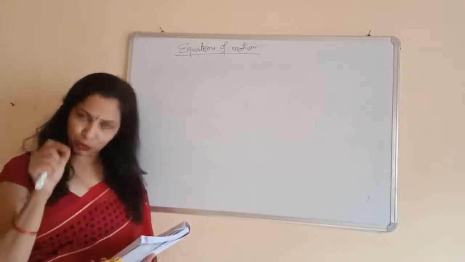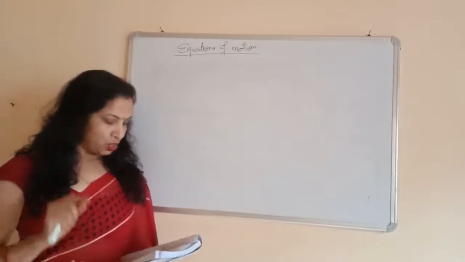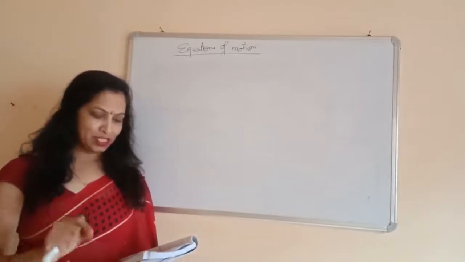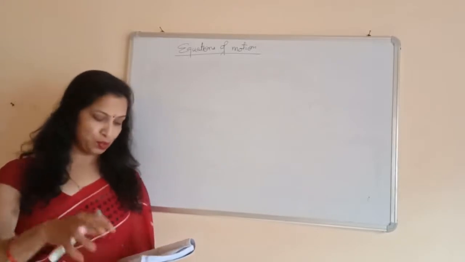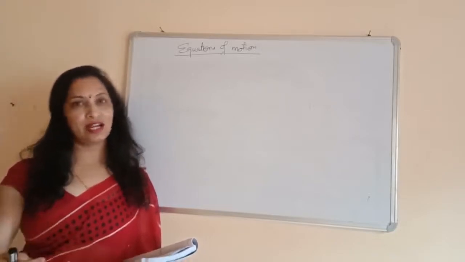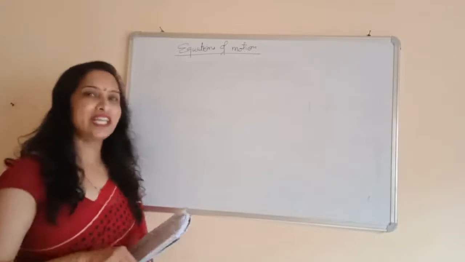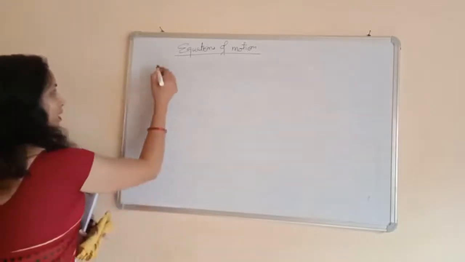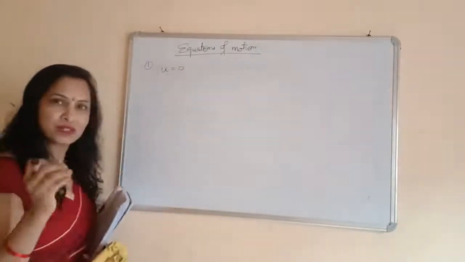You can write the question in your notebook by pausing the video. A scooter acquires the velocity of 36 km per hour. So what is this? This is a body that acquires the velocity of 36 km per hour in 10 seconds just after the start. Just after the start means its initial velocity is equal to 0.